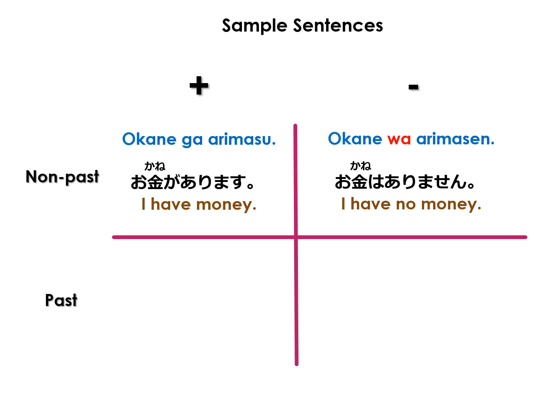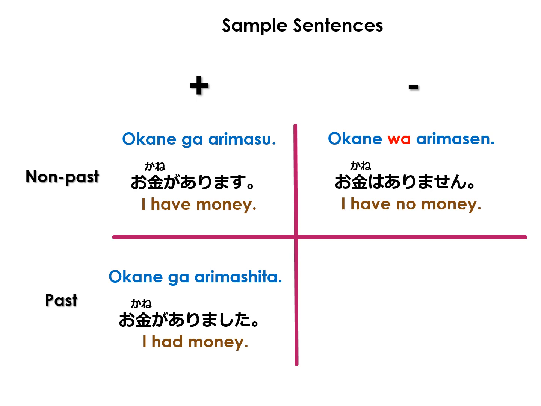Okane wa arimasen means I have no money. Now, when something negative is said in Japanese, Japanese prefer to hear the particle wa. That's why we use wa instead of ga. However, if you said watashi wa okane ga arimasen, then that would also be correct, as the wa in watashi wa satisfies the requirement to say wa.